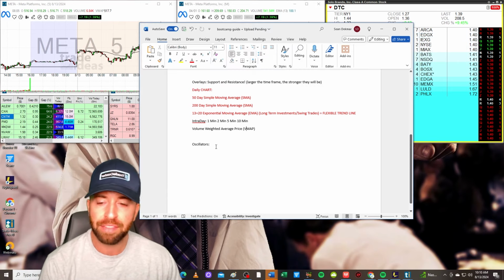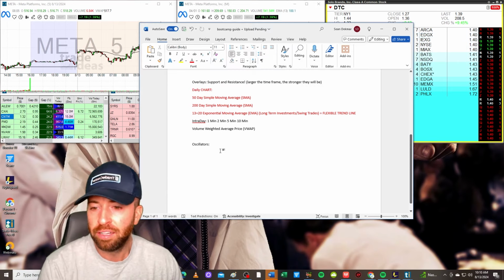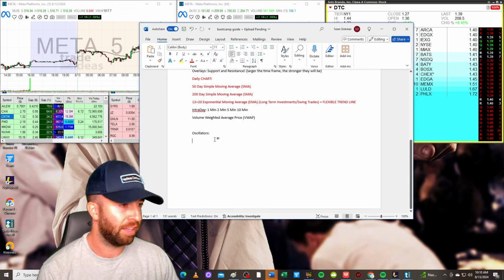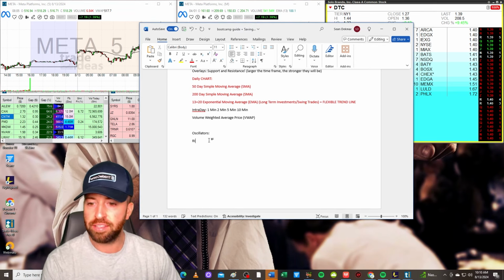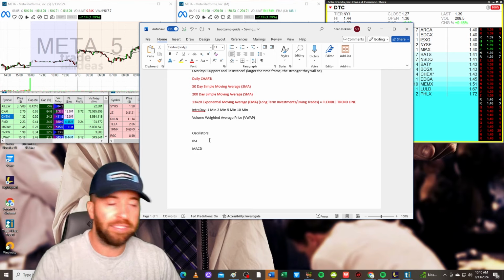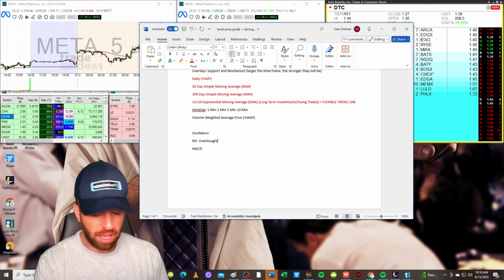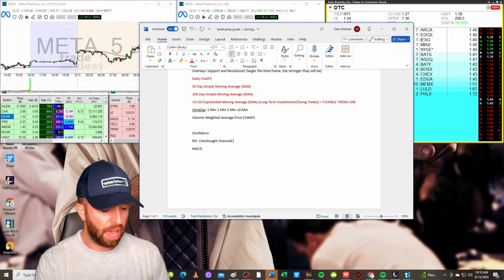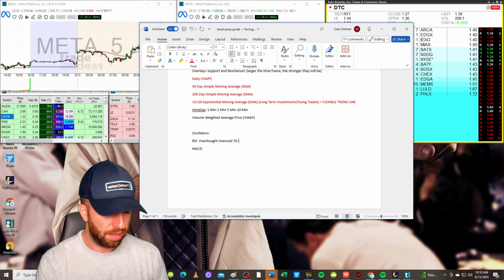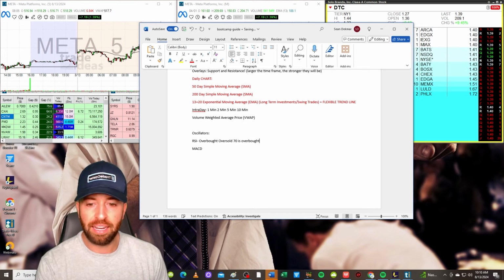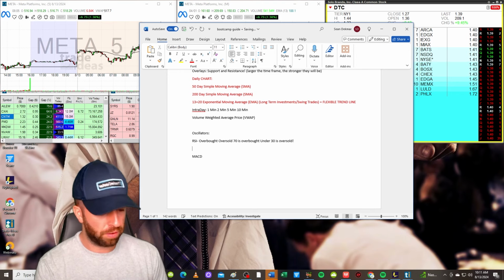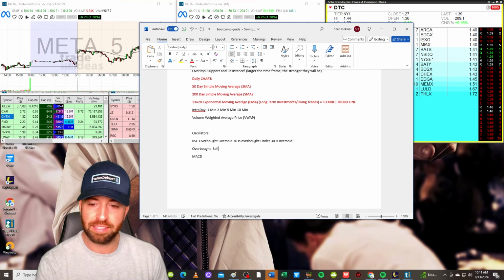So we have that. Now, another great way to trade is going to be our oscillators, which are going to be our RSI and our MACD. Now, the RSI is going to show us when a stock is overbought and when a stock is oversold. Anything above 70 is overbought. Anything under 30 is oversold. What do we know, guys? When stocks are overbought, expect to see selling. When stocks are oversold, expect a dip buy and expect to see buying.